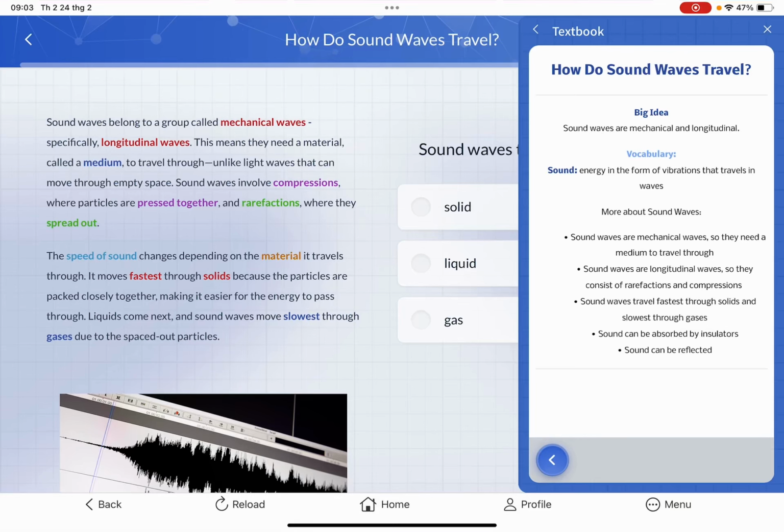Let's talk about waves. When you go to the beach, you definitely see a lot of waves, but here we're talking about sound waves. Although we can't see sound, there is a wave that allows us to hear it. Sound waves belong to a group called mechanical waves, and more specifically, longitudinal waves.